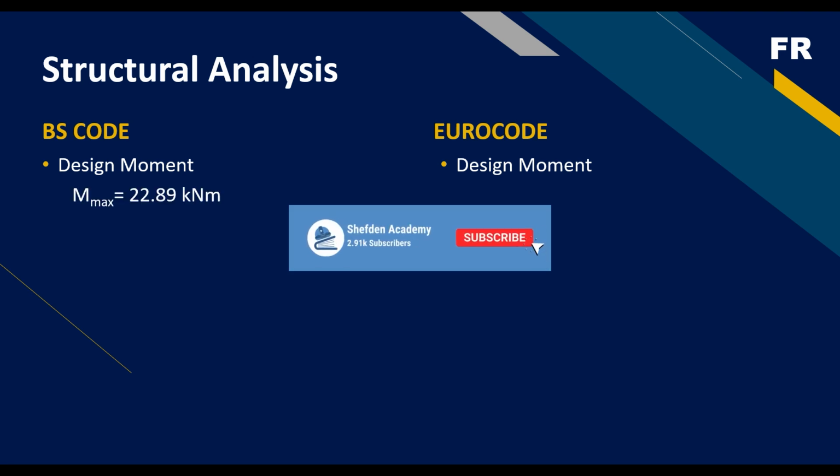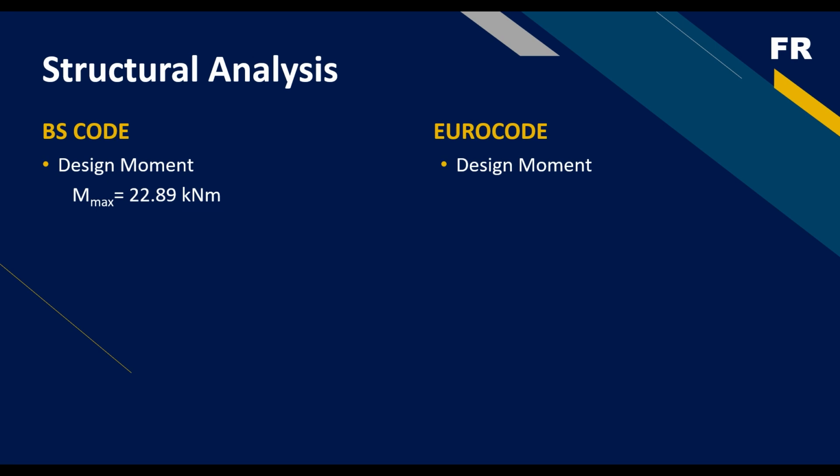So for the BS code, if you use our design load of 16.35, your maximum bending moment is 22.89. For the Eurocode, if you use 15.84, the design moment is 22.18. You can see that the moment is quite similar and very close.